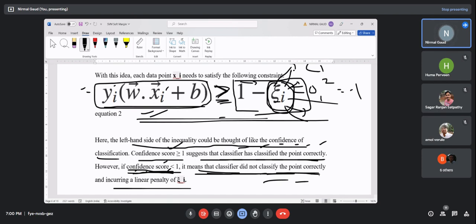Any more doubt, please let me know if you understood or not. No, sir, it's clear now. Okay, so confidence has been set to this equation.